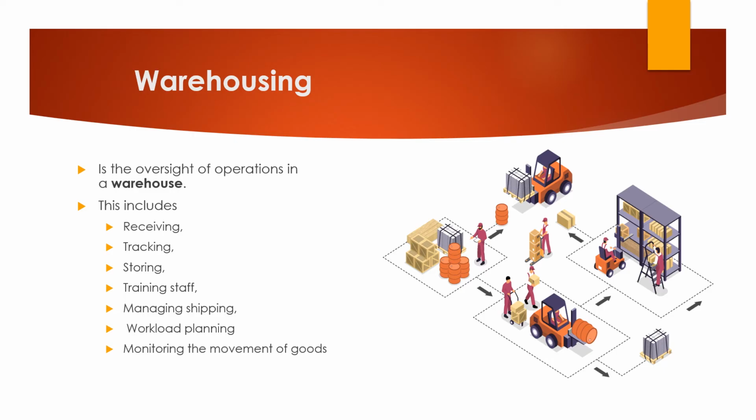The next function is warehousing. So what is warehousing? It is the oversight of all the operations we do in a warehouse. This may include receiving of the goods, tracking of the goods, sorting, training the staff, managing the shipping, workload planning, and maintaining the movement of the goods and the equipment we use in the warehouse. So all these functions come under the warehousing.